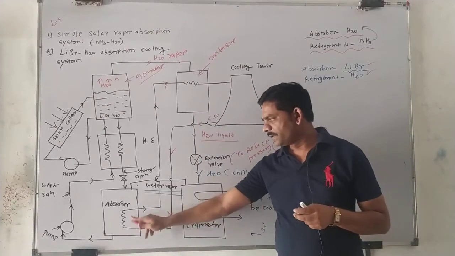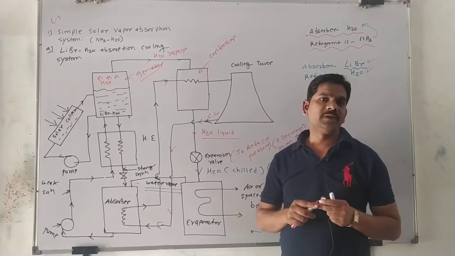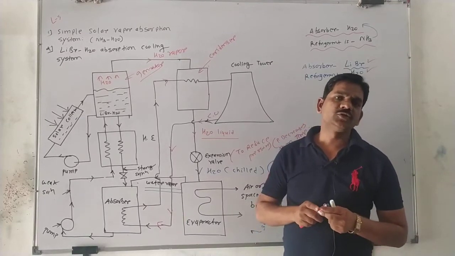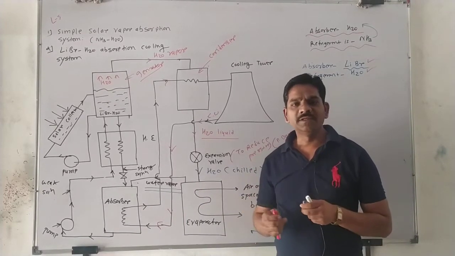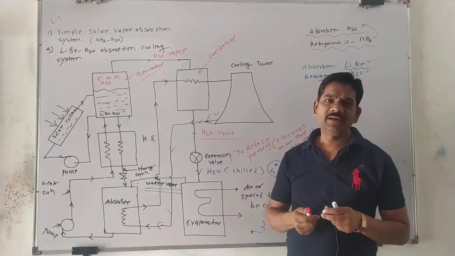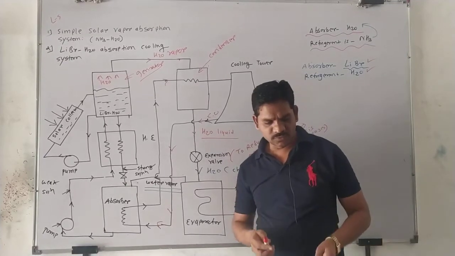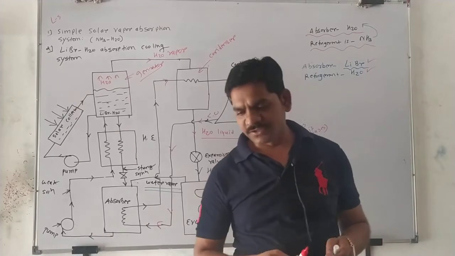So what type of vapor is absorbed here? H2O vapor is absorbed. Why? Because H2O is the refrigerant used in lithium bromide systems. Okay. So now we have to discuss another method.